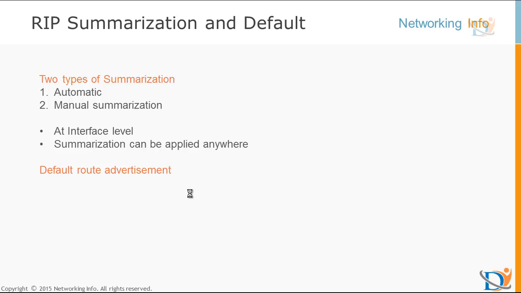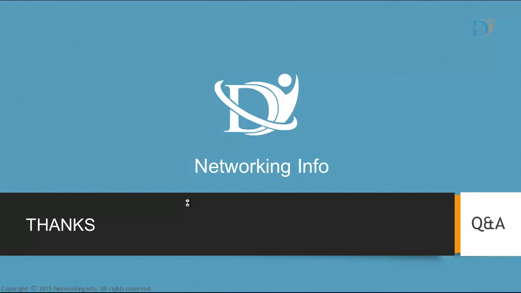We can configure a default route in RIP and advertise it along with the RIP updates. That's a very nice feature. For that the command is default-information originate. Default-information originate will advertise the default route in the routing database. So let's understand the configuration in our topology.